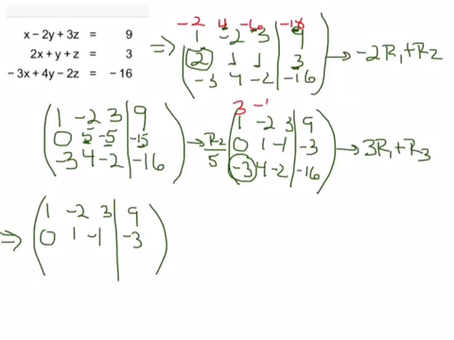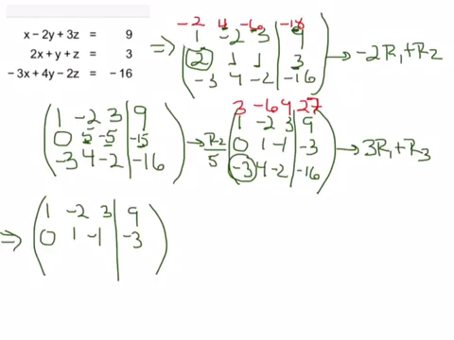-2 times 3 is -6. 3 times 3 is 9. And 9 times 3 is 27. That doesn't look like a 7. That's a little better. All right.